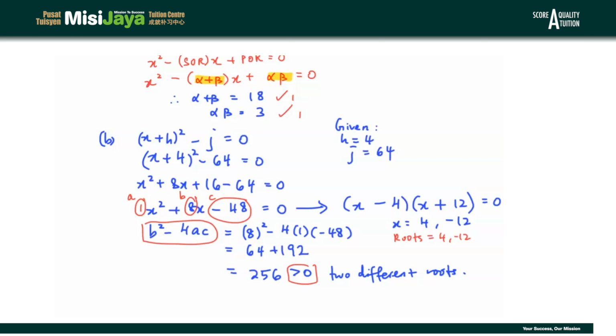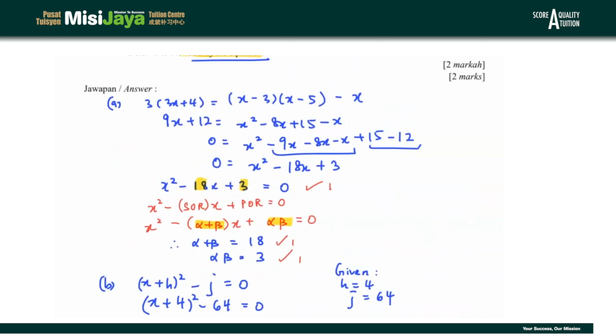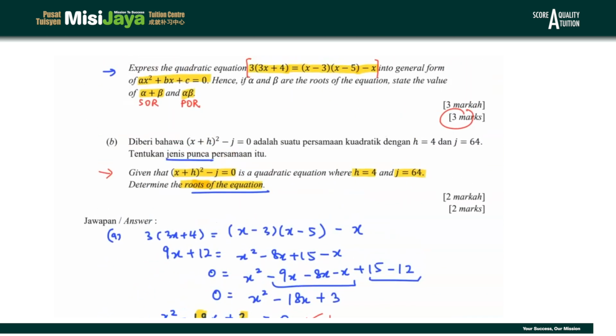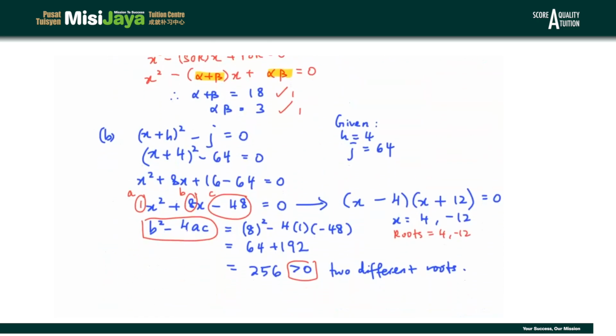Okay, so this question is a bit different because the Malay version and the English version are different questions. Okay, jenis punca and the roots of the equation. So anyways, I have already shown both. Yeah, and where do we get the 2 marks? Okay, so let's see, where do we get the 2 marks for this question?